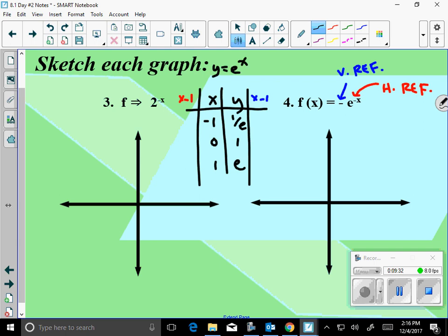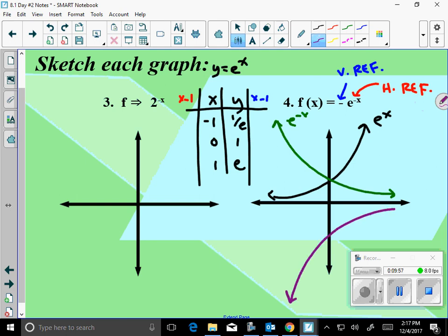All right, you guys, I want to show you a couple different ways to do this. First of all, here's one way you can do it. Here's e to the x. I think we can all agree that this is e to the x. Here is e to the negative x. Now, if I reflected that vertically, it would look like this. Do you agree that this would be negative e to the negative x? You okay with that?